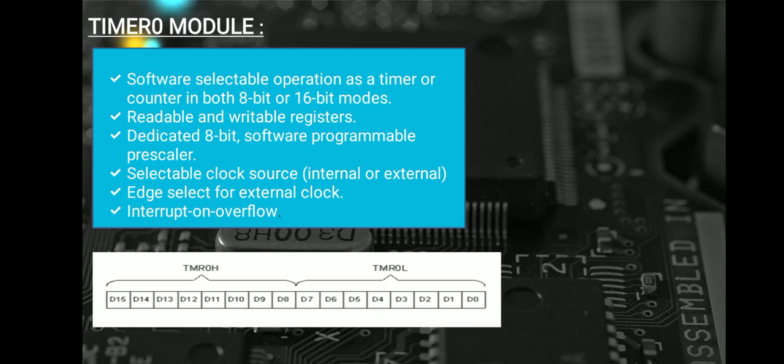The Timer 0 module has the following features. It has readable and writable registers. It has software selectable operation as a timer or counter in both 8-bit or 16-bit modes. It has edge select for external clock selection. It has a dedicated 8-bit software programmable prescaler.